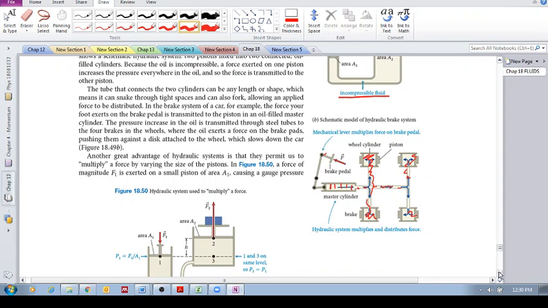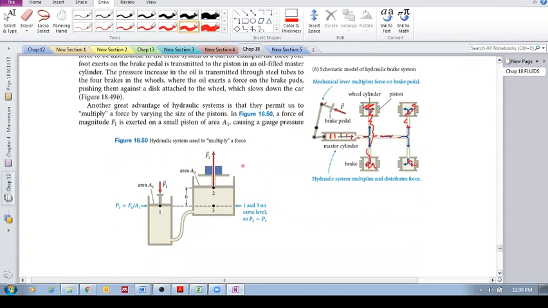Now, how does this work? Well, let's consider this diagram over here. Again, we have a system where we've got a container with a piston, and here we have another container, and they're connected. Notice again, this area over here is smaller than the area there. Because all the pressures on the horizontal line are the same, we know that pressure 1 is equal to pressure 3.